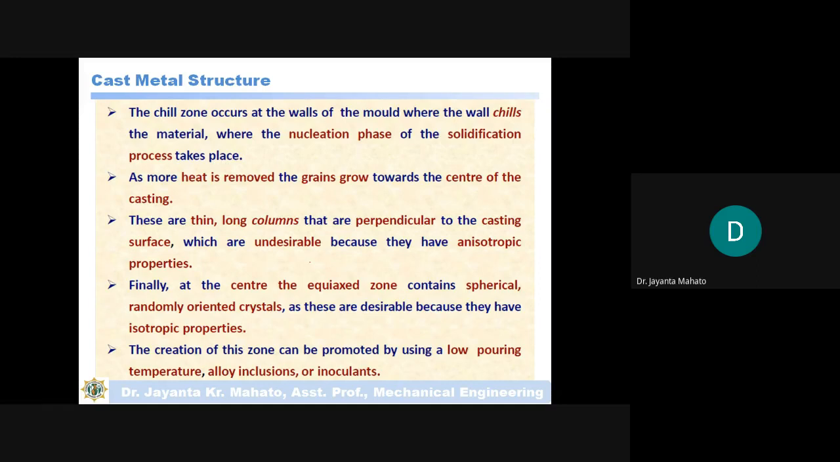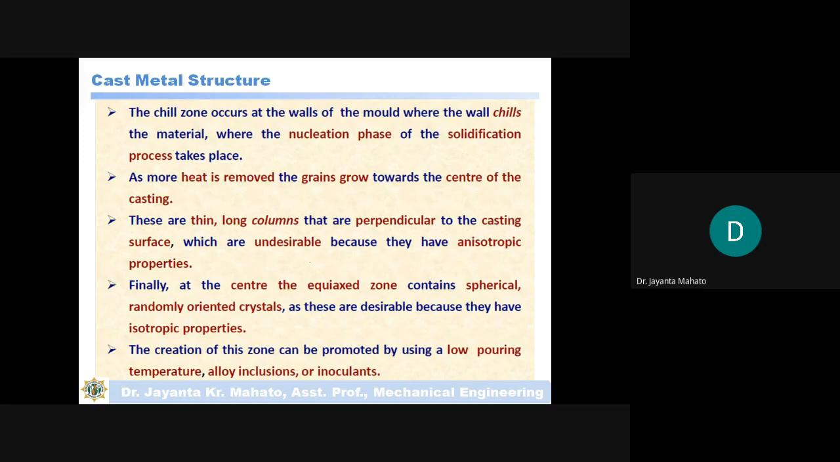Okay, and these are undesirable because they have anisotropic properties. So actually we do not want this type of structure, but in the casting process this type of structure happens. You can control this columnar grain growth, the formation of the columnar type of grain structure. There is some technique to control the formation of columnar grain structure during the solidification.